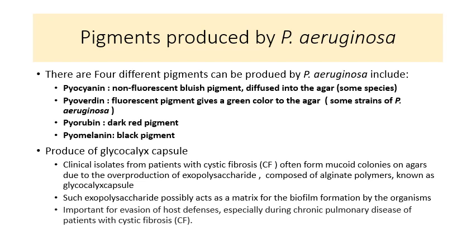We have also another important feature: clinical isolates of this bacteria isolated from patients with cystic fibrosis often form mucoid colonies due to the overexpression of exopolysaccharide, which is composed of alginate polymers, and it is known as a glycocalyx capsule. This glycocalyx capsule or alginate polymer plays an important role in the pathogenesis of this bacteria, and it possibly acts as a matrix for biofilm formation by the organisms, and also it is important for evasion of host defense, especially during the chronic pulmonary disease of patients with cystic fibrosis.